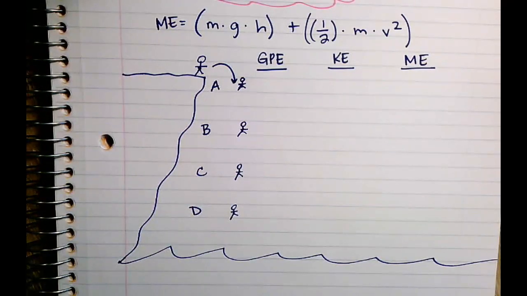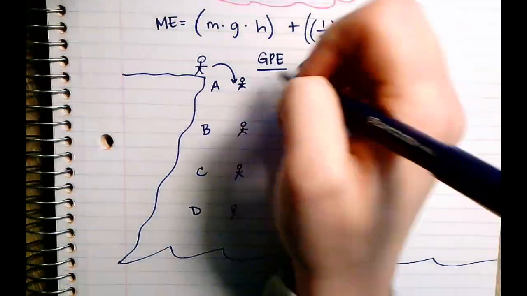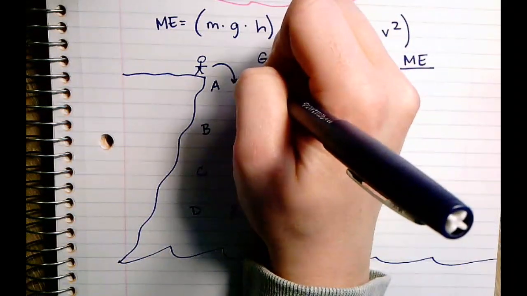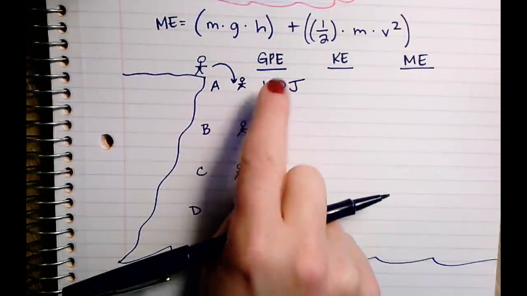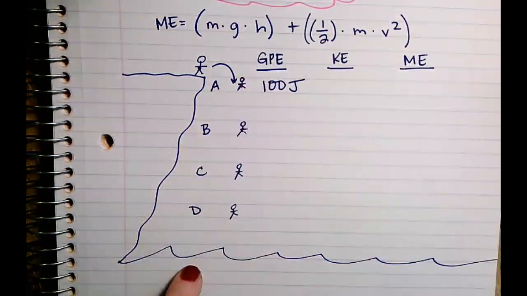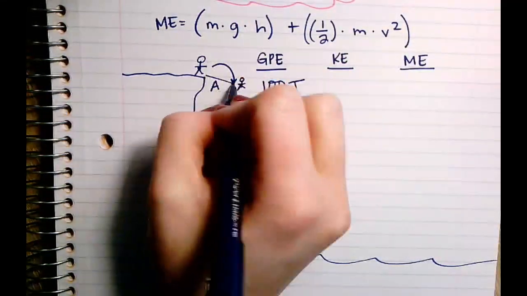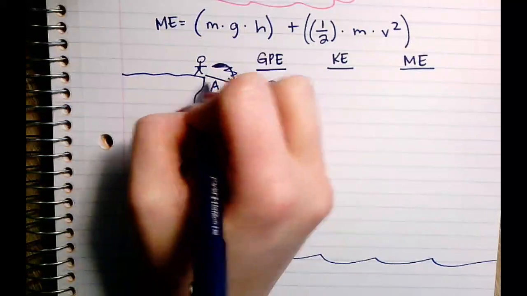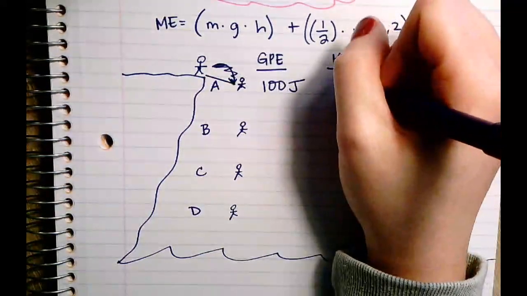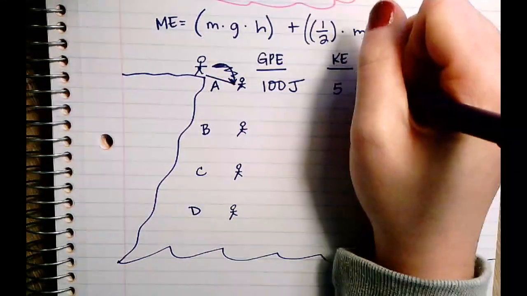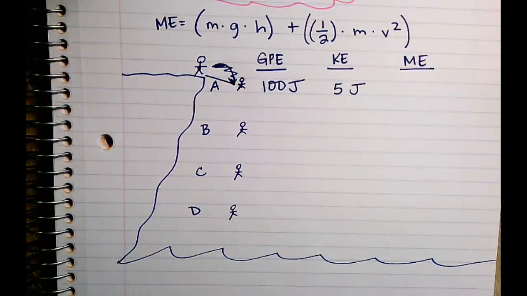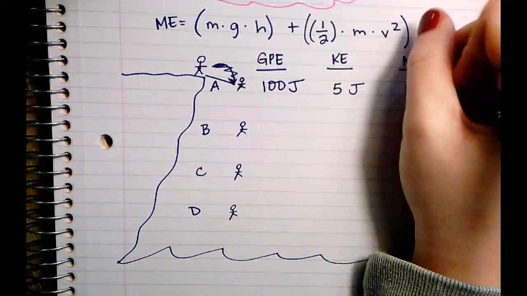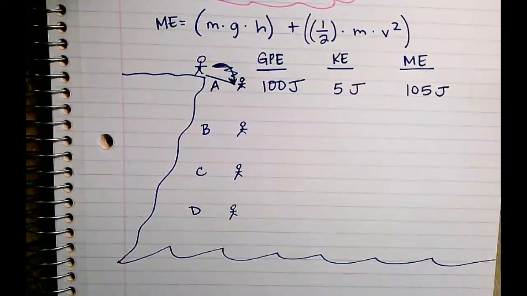So let's say that at the very, very top, it is going to be 100 joules of potential energy. We know the potential energy should be high because it's high off the ground. And our kinetic energy at this moment, let's say it is 5 joules. They're starting to move, but just slightly. So 5 joules would be 100 plus 5 is 105 joules total.